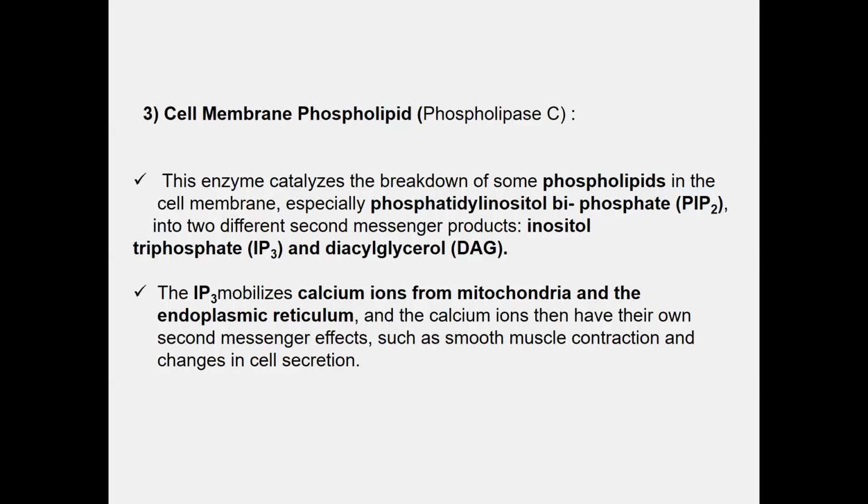The third type of second messengers in the G protein coupled receptors is phospholipase C. In this pathway, the activation of the G protein will activate phospholipase C. The phospholipase will cause the breakdown of some phospholipids in the cell membrane, for example, phosphatidylinositol bisphosphate, PIP2, into inositol triphosphate and diacylglycerol. The function of IP3 is to activate the calcium channels in the mitochondria and the endoplasmic reticulum to release calcium and induce the calcium signaling pathway. And the DAG activates some kinases, mainly protein kinase C, which will affect cell metabolism, proliferation, and other functions required by the cells.